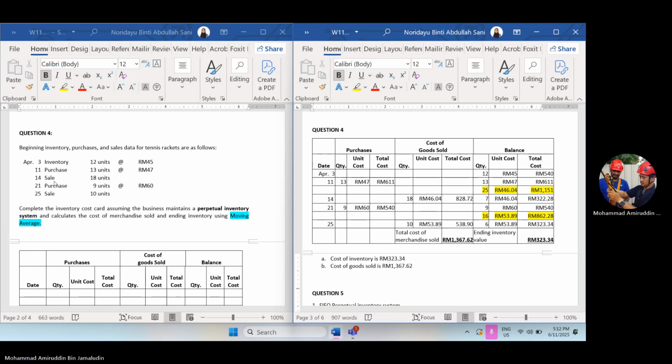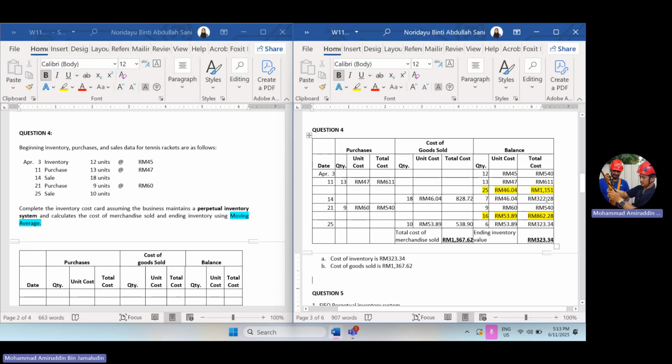Next, on the 14th, you sell 18 units. Which cost do you need to use? Of course, this one, the average cost, 46.04. So 18 multiplied by 46.04, I get this much. I have stock of 25, I sold 18, so 7 units left. 7 multiplied by 46.04, 322.28. Are you okay?